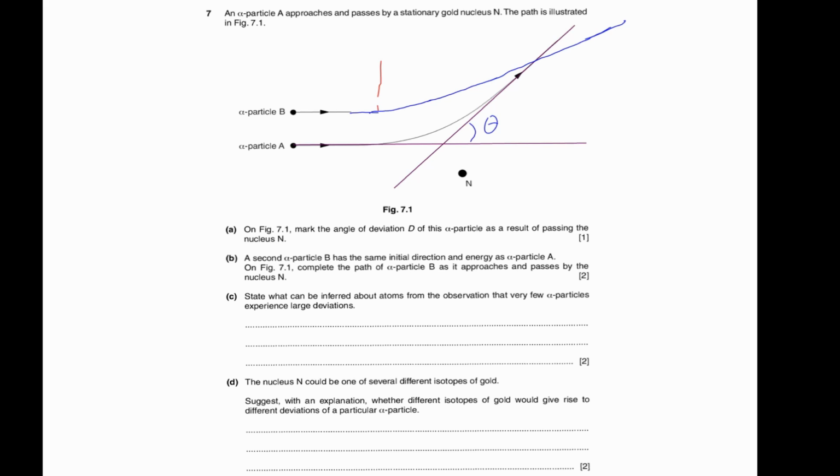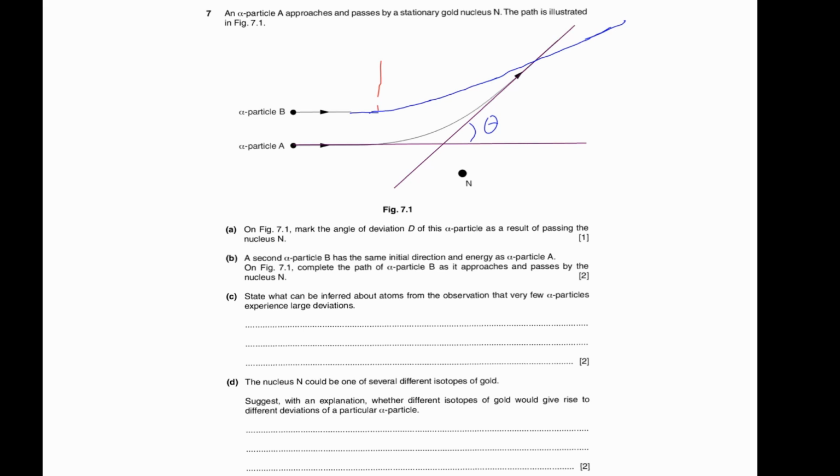The angle of deviation must be between the direction of the initial path. So this is your initial path, so you draw a straight line, and draw the final path here, the straight line as well. The angle between the two directions, the final and initial, will be your angle of deviation.